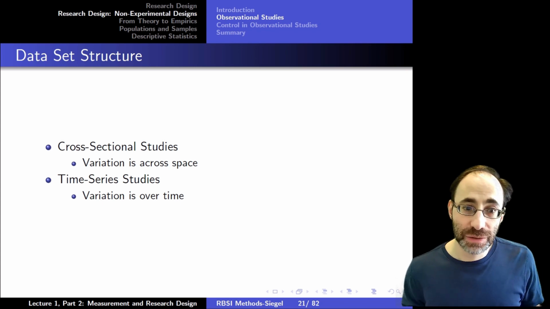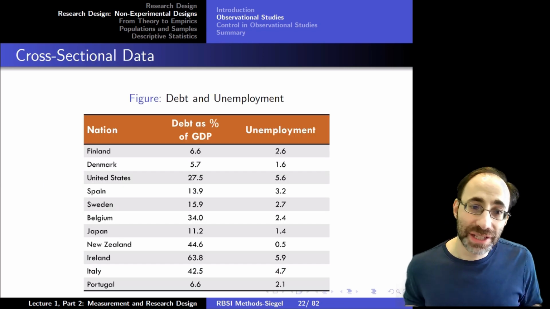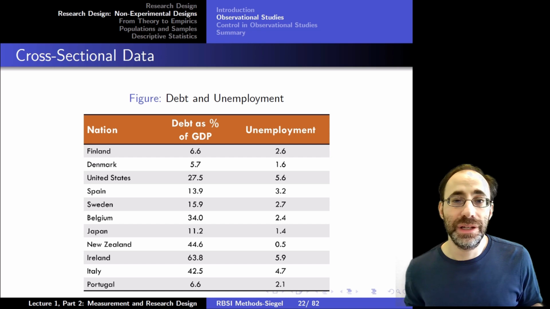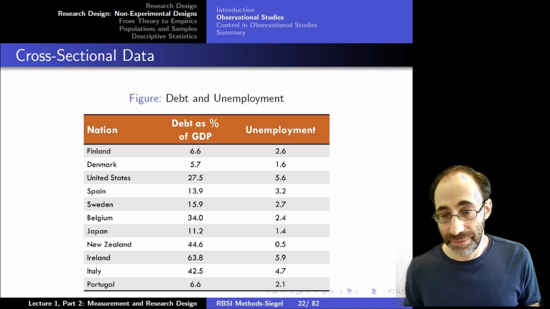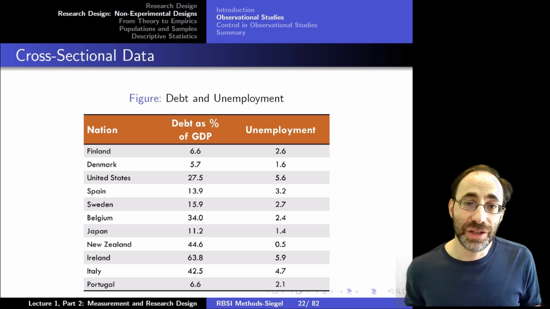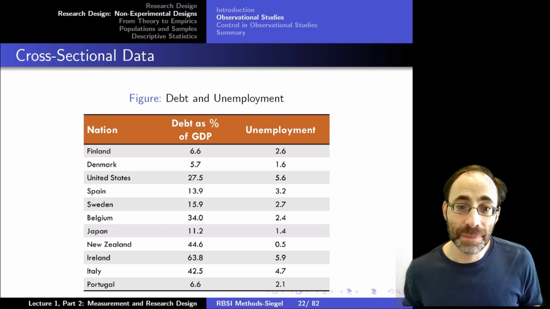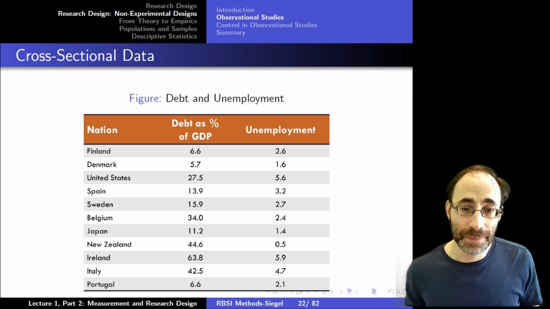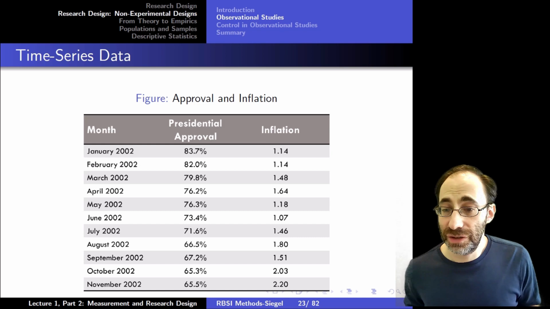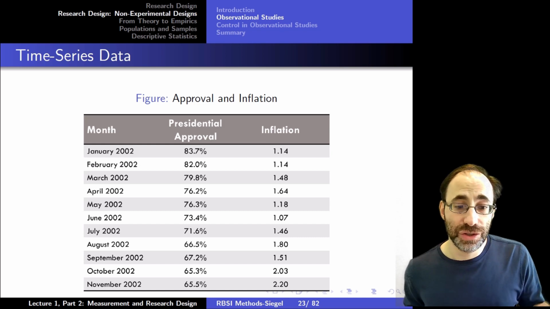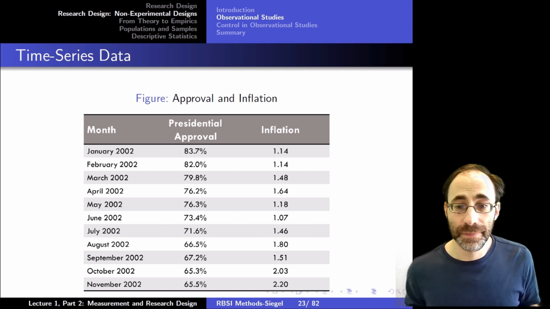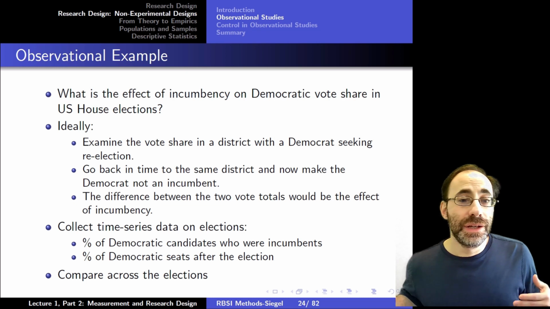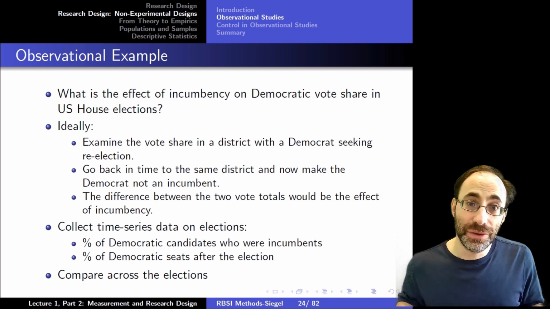So we have these cross-sectional studies, which are variation across space, and time series studies, variation across time. Here's an example of cross-sectional data, a different one from before. It's debt and unemployment cross-nationally. Debt is a function of GDP and unemployment rates. So it's a cross-section because it's taken at a particular snapshot in time, but applies to multiple units at the time period. In contrast, here are two different time series across 2002, both presidential approval ratings and the inflation rate. Those vary across time, but for a single unit.